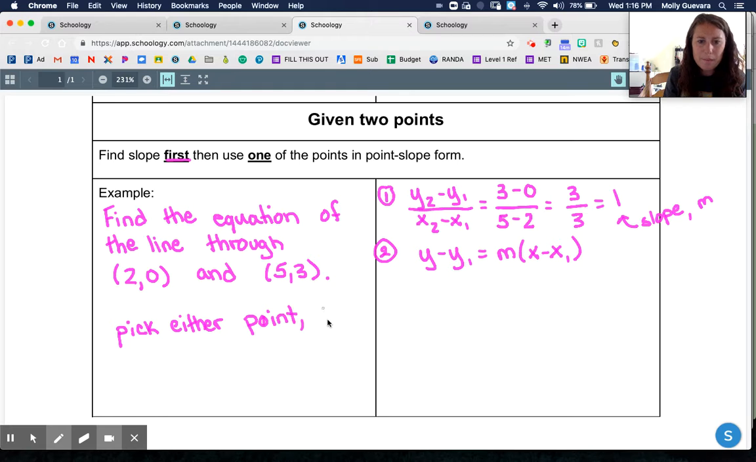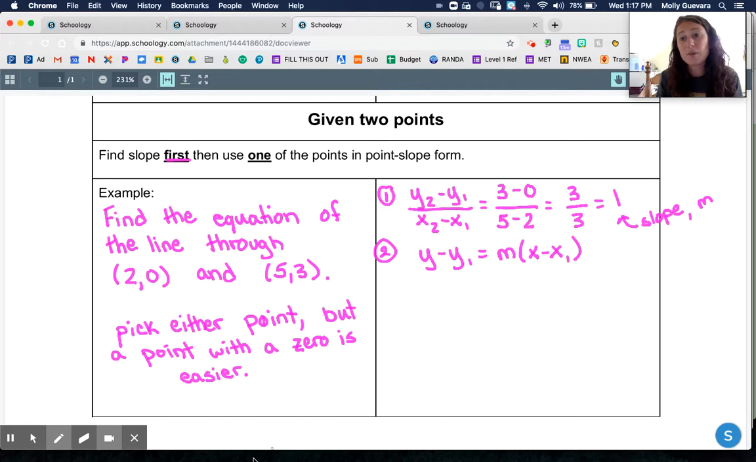Either point. But a little helpful hint, a point with a 0 is easier. So if you have a point that has a 0 in it, it's going to be a little bit easier. It doesn't mean you won't get the same answer if you use the other point, because you absolutely will. But we're going to pick this one because it has that 0 in it. Okay, so this is going to be my x1 and y1.